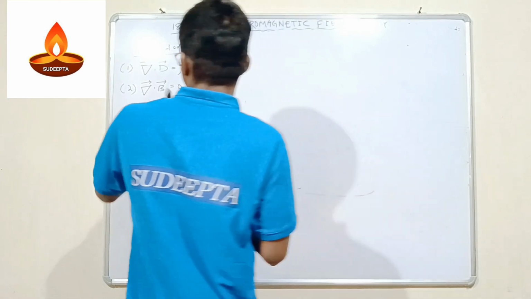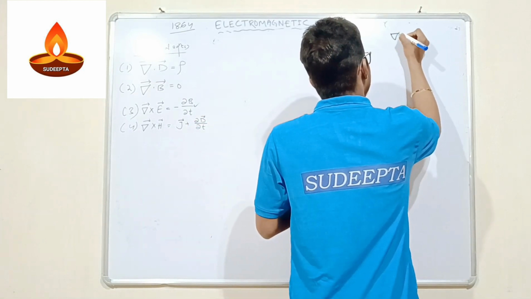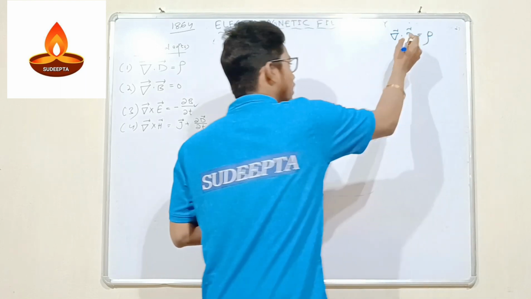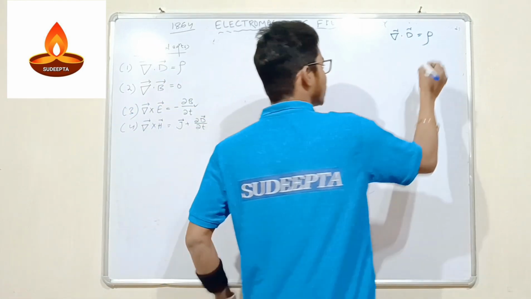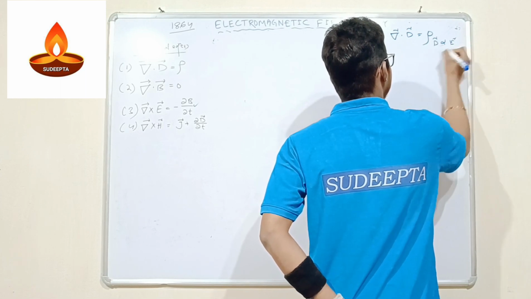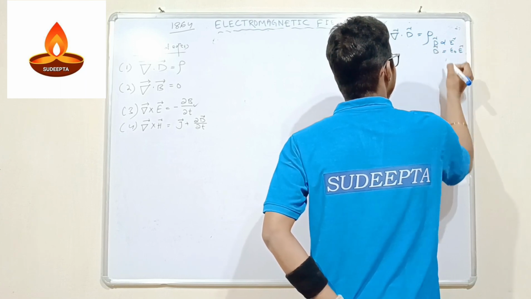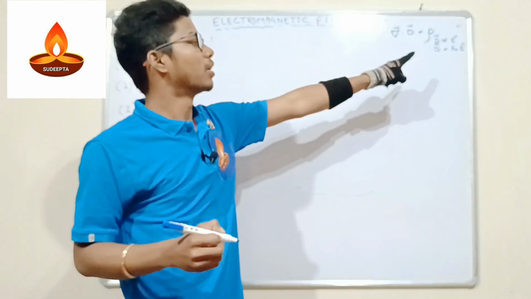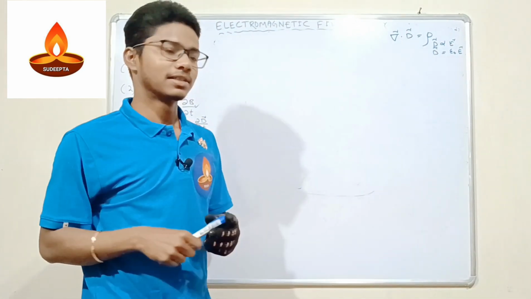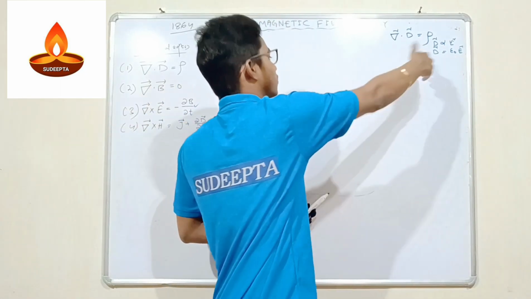So what is the first equation? The divergence of D is equal to rho. So what is the D? D is the displacement density. And what is the relation between displacement density and electric field? D is directly proportional to the electric field, and D is equal to epsilon naught E. So this is the relation. And what is epsilon naught? Epsilon naught is the permittivity of free space. Okay, so this is the relation, we know it.